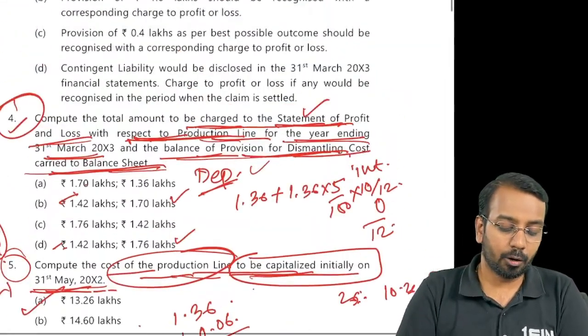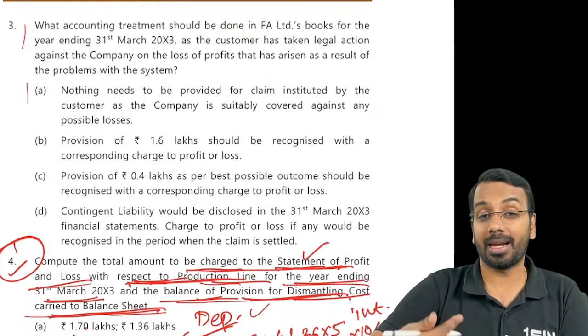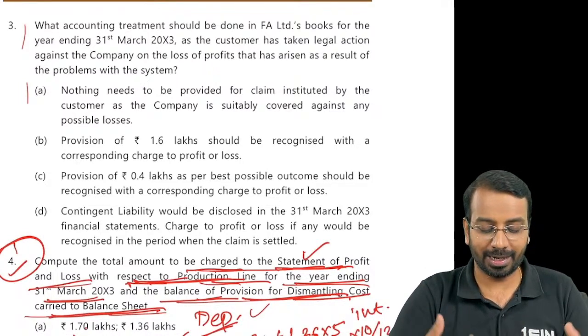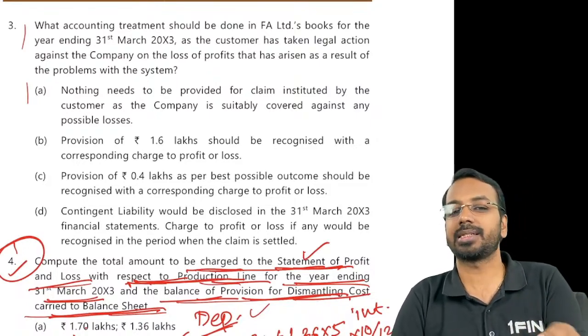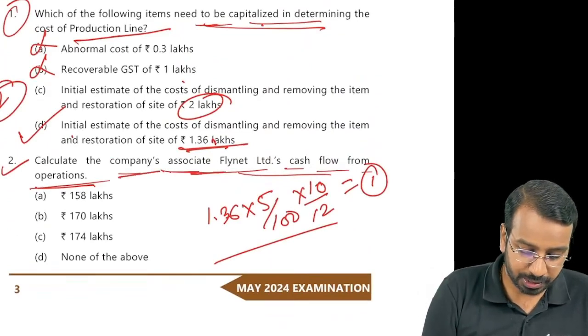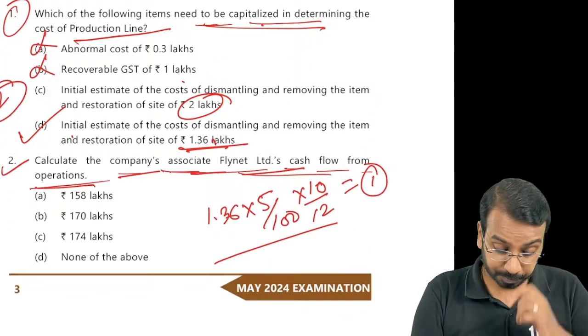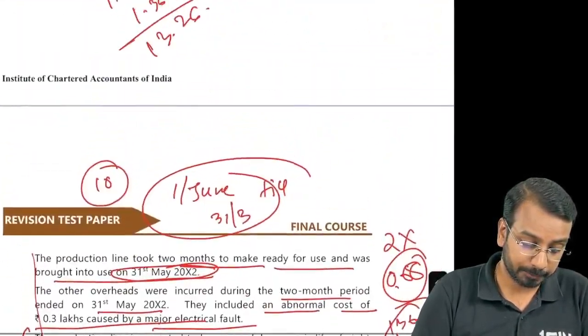Okay, now in the examination there will not be a need to analyze or explain or write down so much in detail. So try to finish this 6 marks question in 8 to 9 minutes, as fast as possible. Now then comes: calculate the company's associate Flynet's net cash flow from operations. Okay, so what is that related to? Let's see.